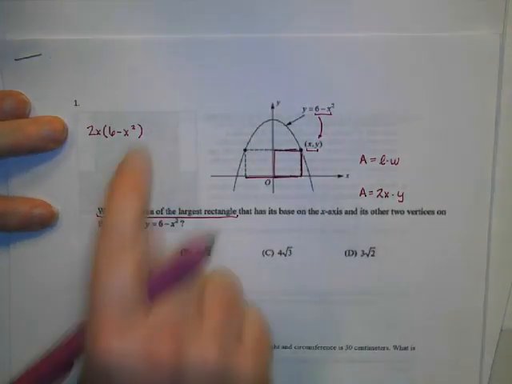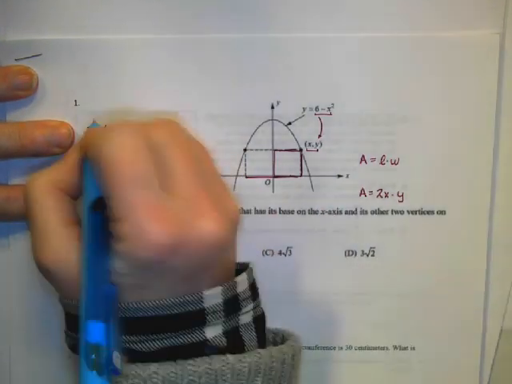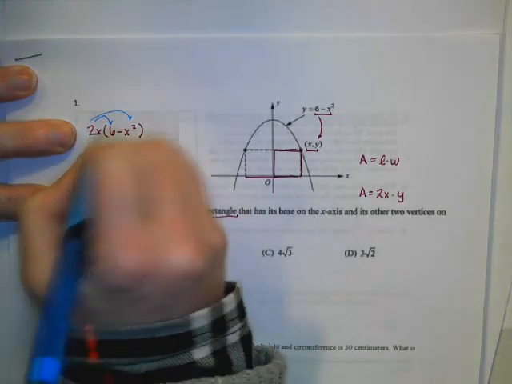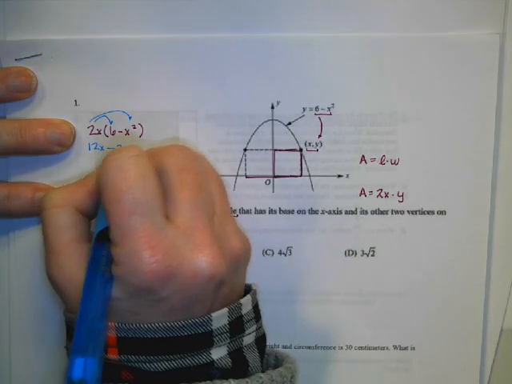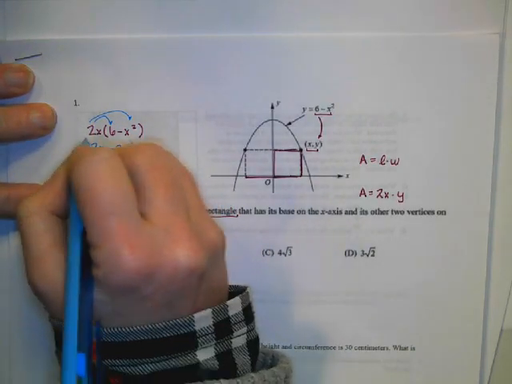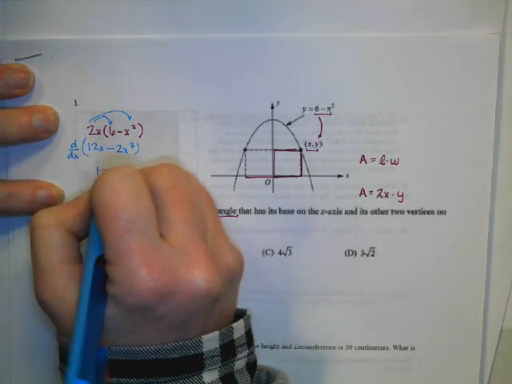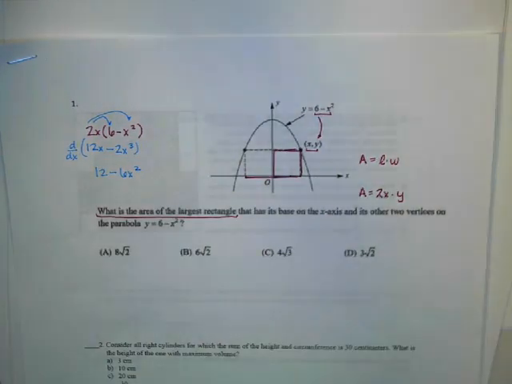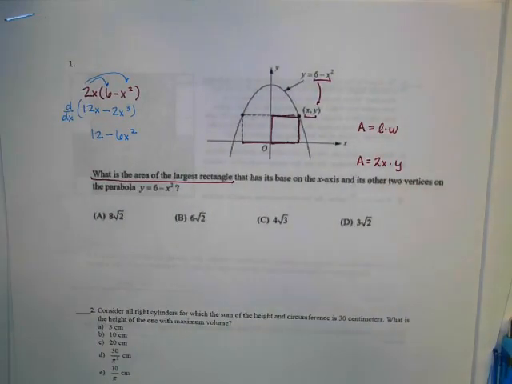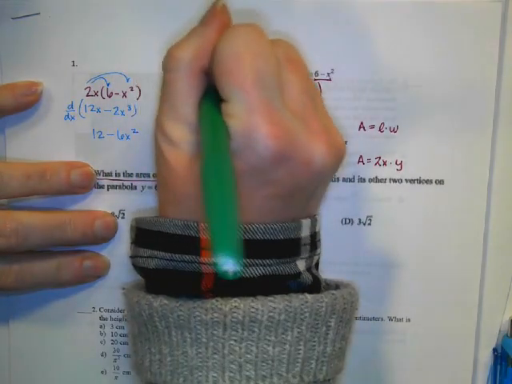It'll be easier. I could use product rule, but I prefer to use power rule when I can. So I'm going to go ahead and distribute this. 2x times 6 is 12x. 2x times negative x squared would be negative 2x cubed. So if I take the derivative of this, that's going to be 12 minus 6x squared. Now I'm going to set that equal to 0 to find any critical points that I could maximize and minimize. So that would be 12 minus 6x squared equals 0.